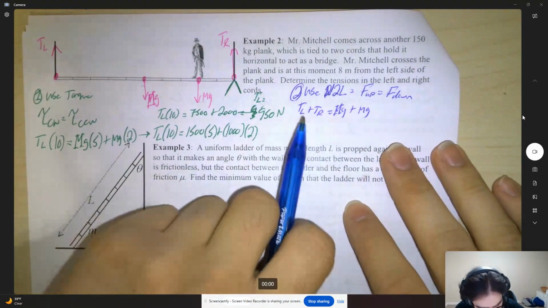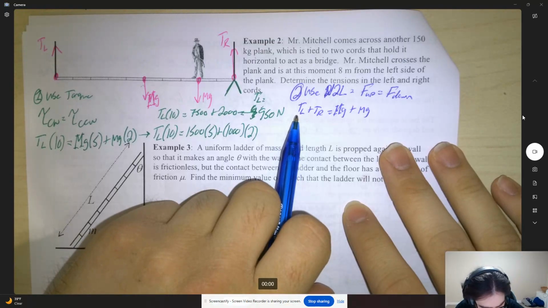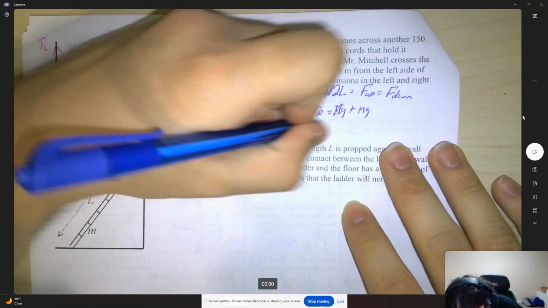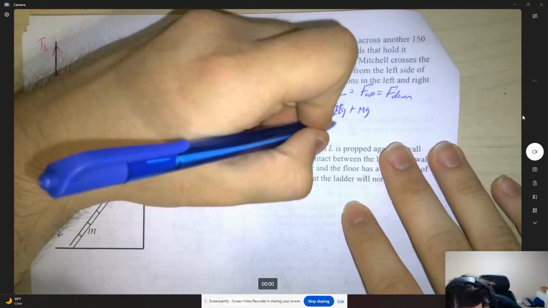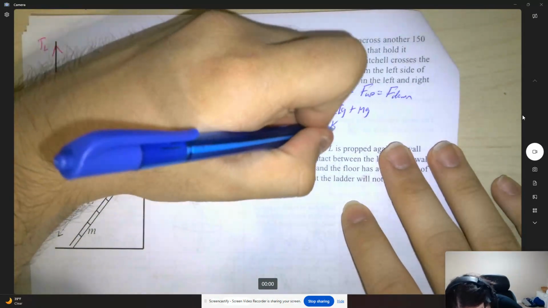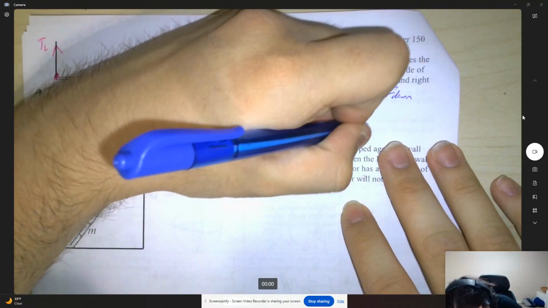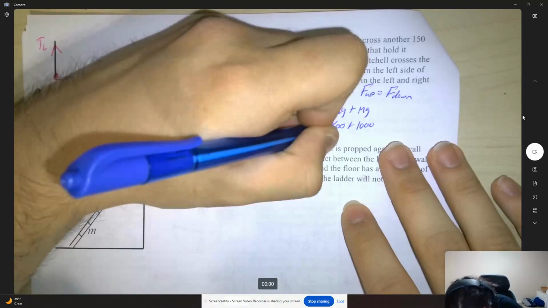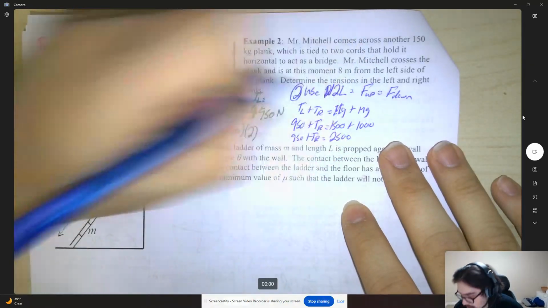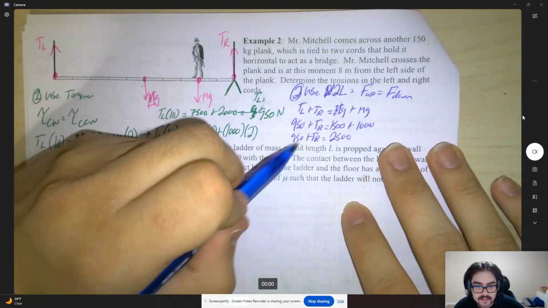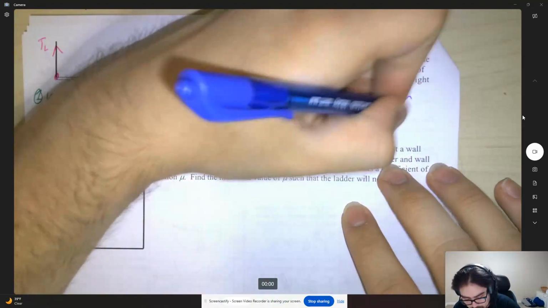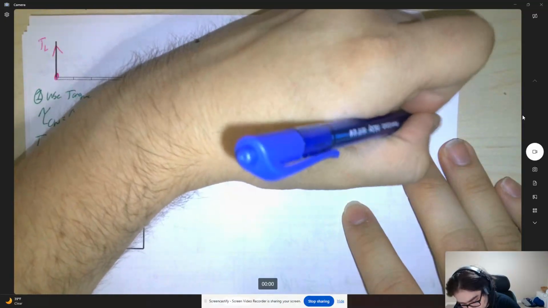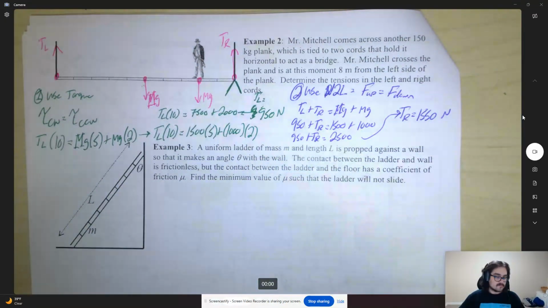TL we already solved earlier is 950. So 950 plus TR, which I don't know yet, equals 1500 plus 1000. So I get 950 plus TR equals 2500. If you subtract the 950 from both sides, you should end up seeing that the tension in the right cord is about 1550 newtons.